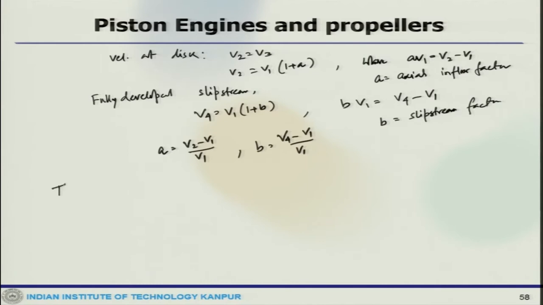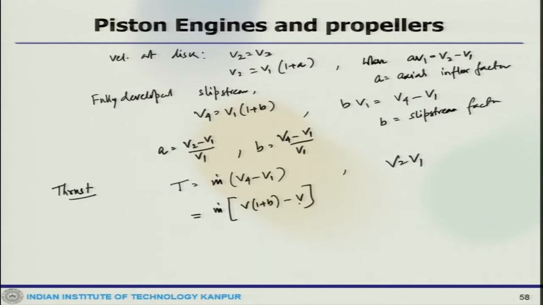So we can estimate the thrust, so we can apply Newton's motion, and there is a control region between 1 and 4. The thrust could be m dot (V4 minus V1). Now let us say if we drop the subscript on the free stream velocity, V is V1, then we can write this as m dot V (1 plus b) minus V, which is m dot bV.